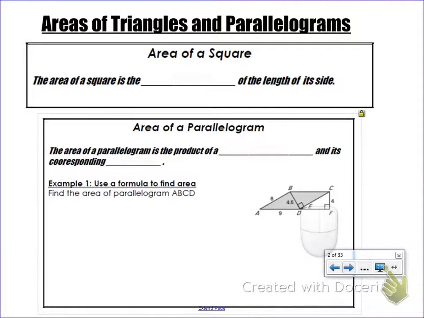Alright, first shape we're going to look at, one of our parallelograms is a square. The area of a square is the square of the length of one of its sides. So, in other words, we could say that the area of a square is equal to side squared. Since all the sides are the same length, it's just going to be side squared.